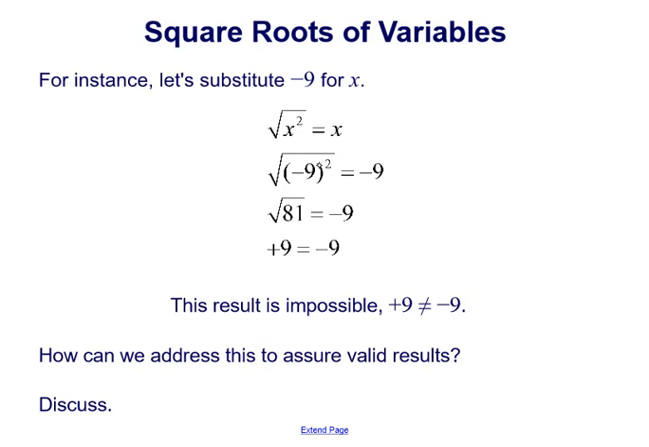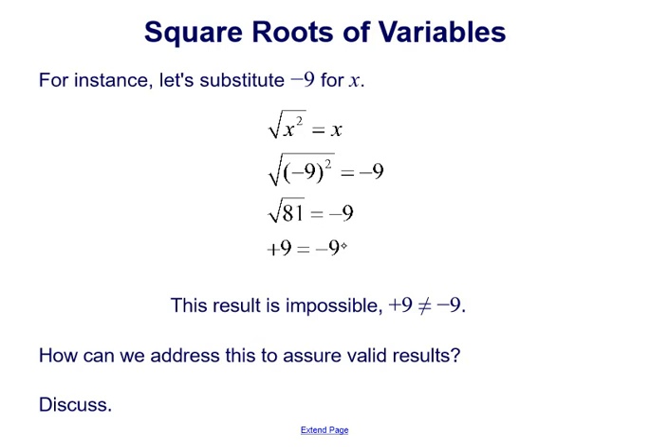So if we're substituting in negative 9 for x, that would be the square root of negative 9 squared is equal to negative 9. Which then would simplify, negative 9 squared is 81. So the square root of 81 would equal negative 9. And then we're getting, though, that the square root of 81 is the principal square root. It's the positive 9, and that equals negative 9. And this result is impossible. Positive 9 does not equal negative 9.